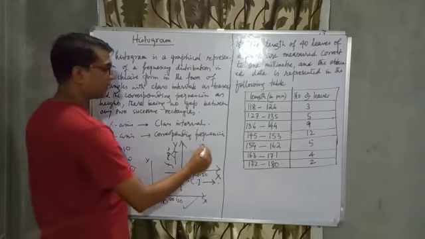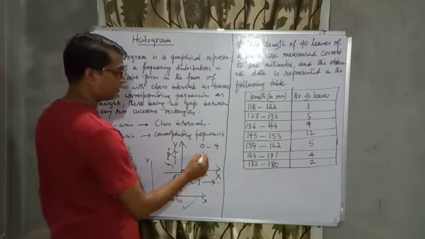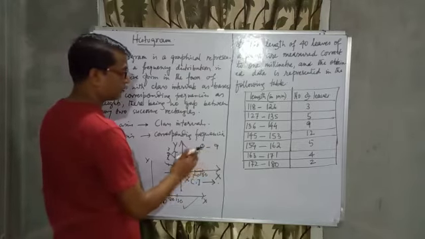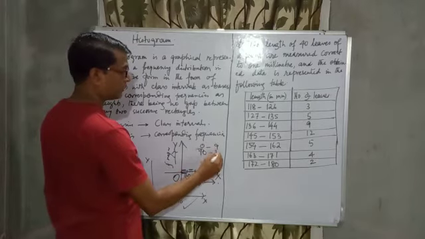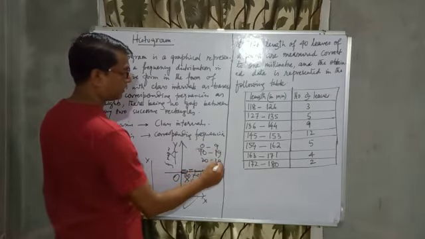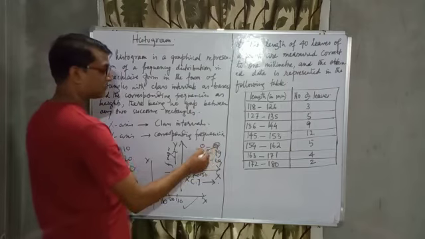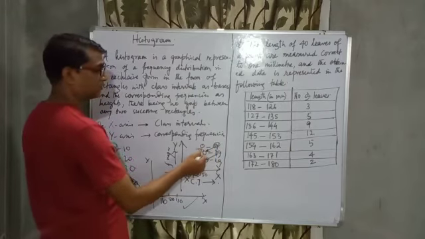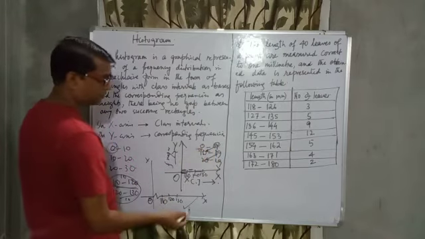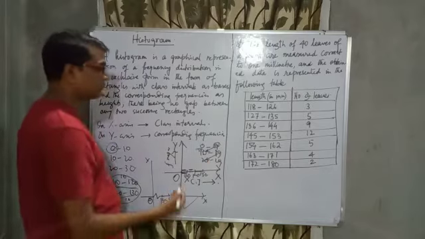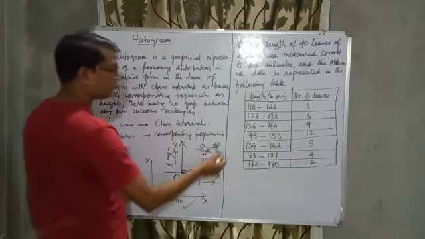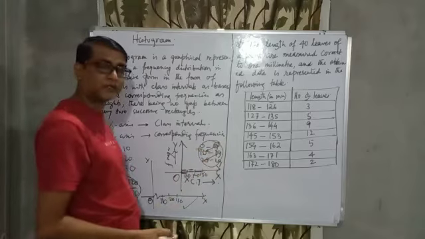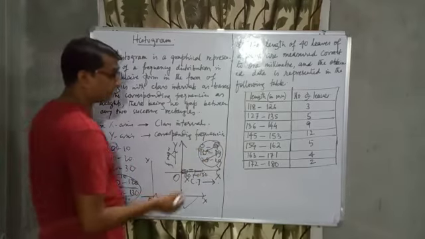One more thing: this is continuous, 0 to 10, 10 to 20, 20 to 30. But if it is 0 to 9, then 10 to 19, then 20 to 29, this is not continuous: 9, then 10, 19, then 20. So it is difficult to draw. In that case, we have to modify the class interval. We have to make it continuous.